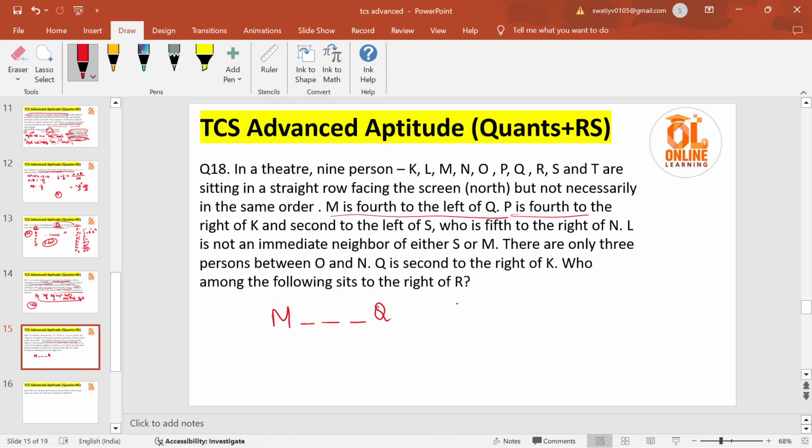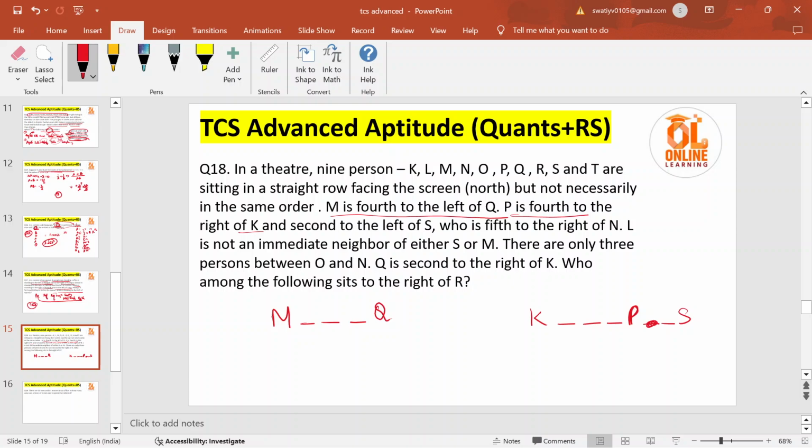Now P is fourth to the right of K. If I say K is here, the right of K is this side. So P is the fourth one. 1, 2, 3, and P is here. And second to the left of S. If I say S is here, the left of S is, sorry. So P must be here, second to the left of S.